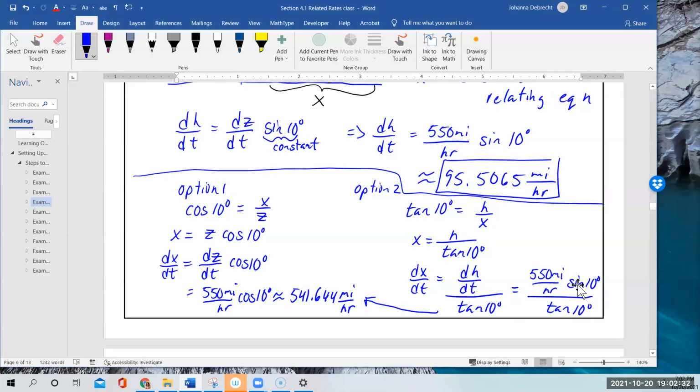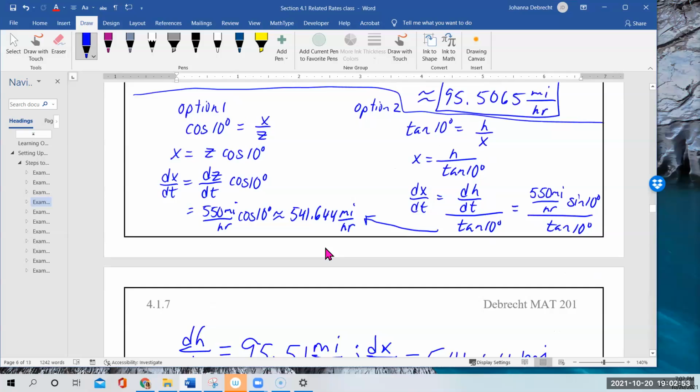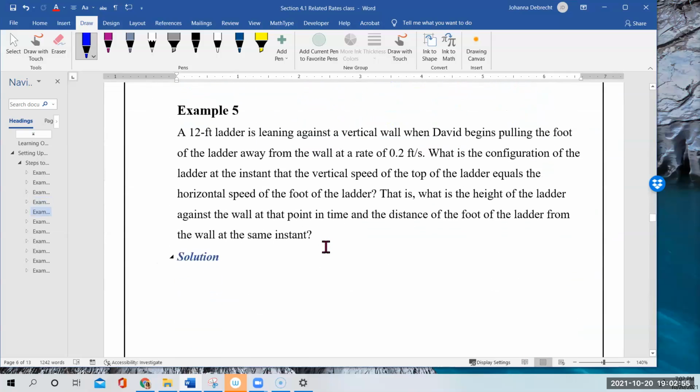I use the intermediate value, 550 miles per hour times sine of 10 degrees, since that's a precise value. And that gives me the more precise value for dx/dt, which is precisely the same 541.644 miles per hour that I got using option 1. Let's take a look now at the next example.